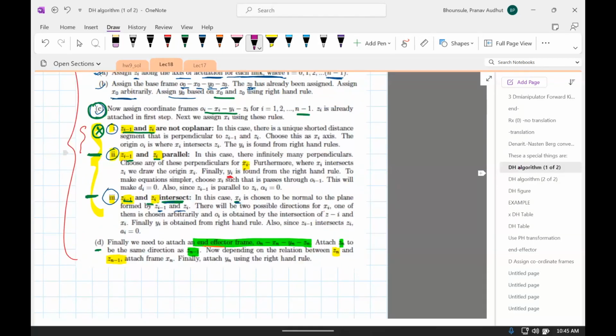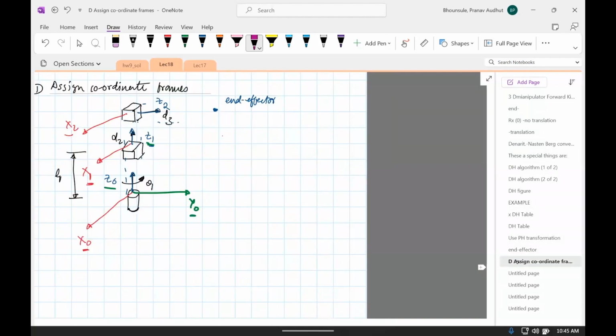Okay, final step. We are done with this, I skipped assigning yi. Finally, we need to attach an end effector frame. That would be the last frame. Attach Zn to be in the same direction as Zn minus 1. So if you go back, it says assign Zn, so it will be Z3, in the same direction as Zn minus 1. Zn minus 1 is Z2. So assign Z3 in the same direction as Z2, which I did.